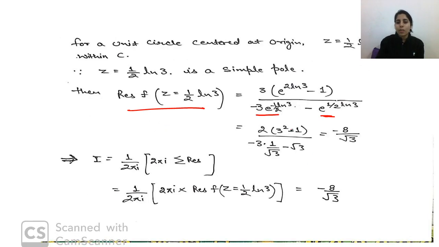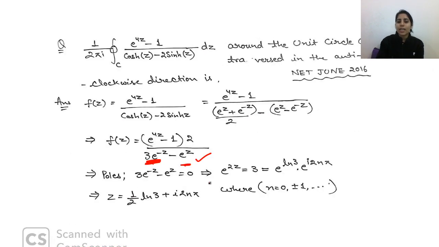Clear? So when you put the value of z in the numerator, you are going to get e to the power 2 ln 3. How are you getting it? Because z is already in the power of the exponential. Clear? So when you put 1 upon 2 log 3 in the place of z, what will it become?